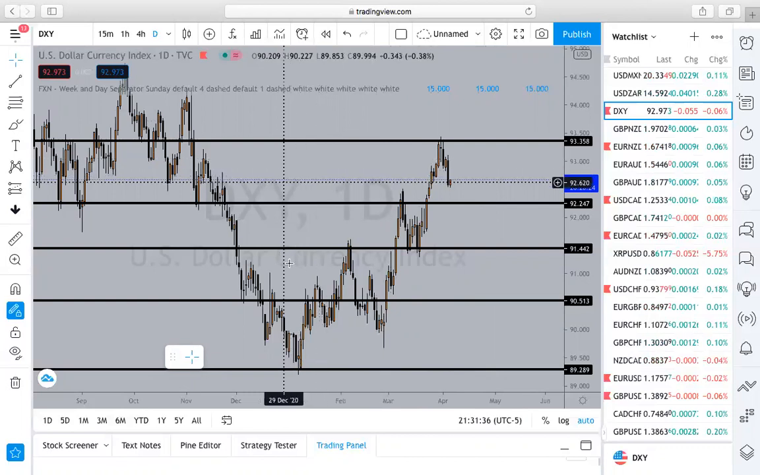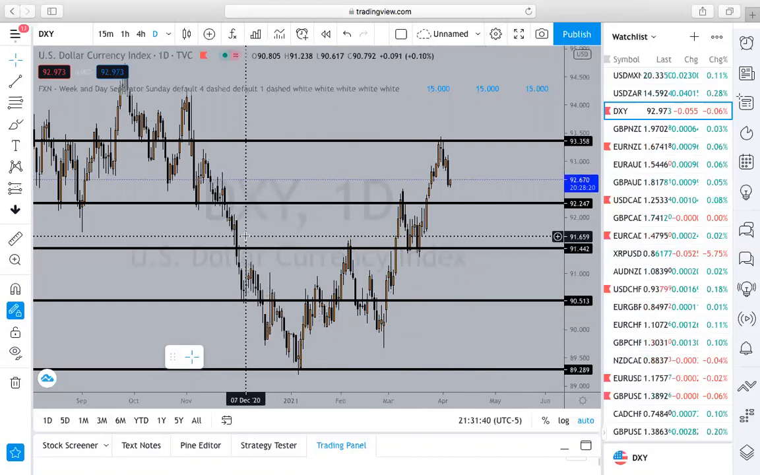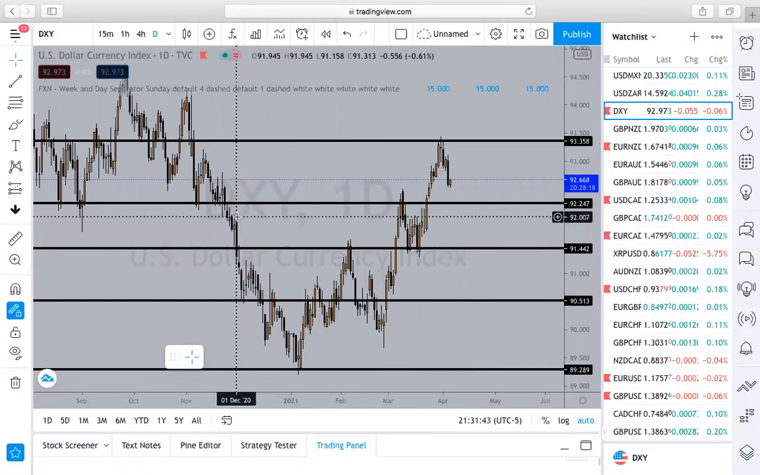So let's begin. What is the DXY? If you do not already know, the DXY is the U.S. Dollar Currency Index. Now, of course, in the Forex market, we're trading currency pairs. So we're taking one country's currency and trading it against another country's currency.